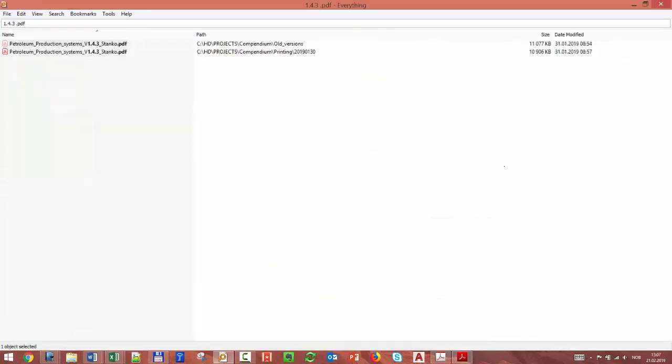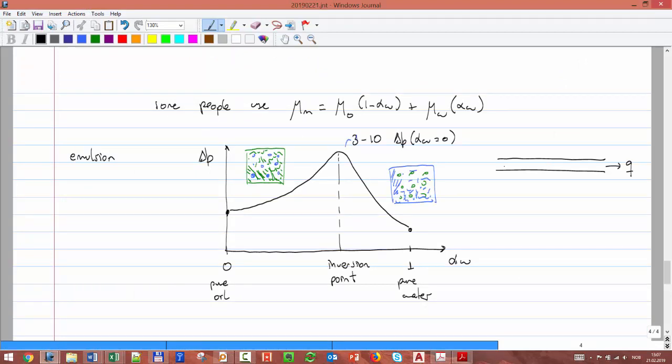So let's take a break now. Let's say 15 minutes. So we come back at 22, something like that. And we see how we are going to model that emulsion.